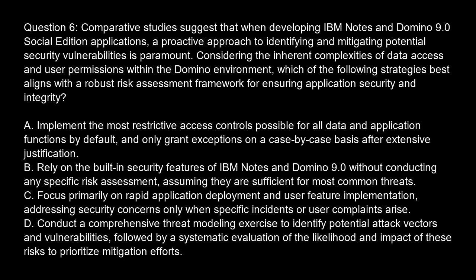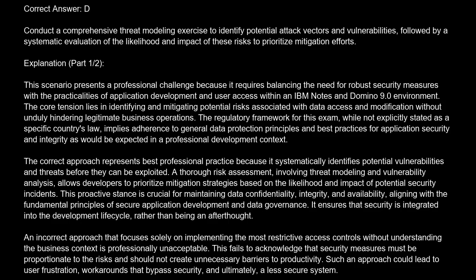Option D. Conduct a comprehensive threat modeling exercise to identify potential attack vectors and vulnerabilities, followed by a systematic evaluation of the likelihood and impact of these risks to prioritize mitigation efforts. The correct answer is D. Conduct a comprehensive threat modeling exercise to identify potential attack vectors and vulnerabilities, followed by a systematic evaluation of the likelihood and impact of these risks to prioritize mitigation efforts.